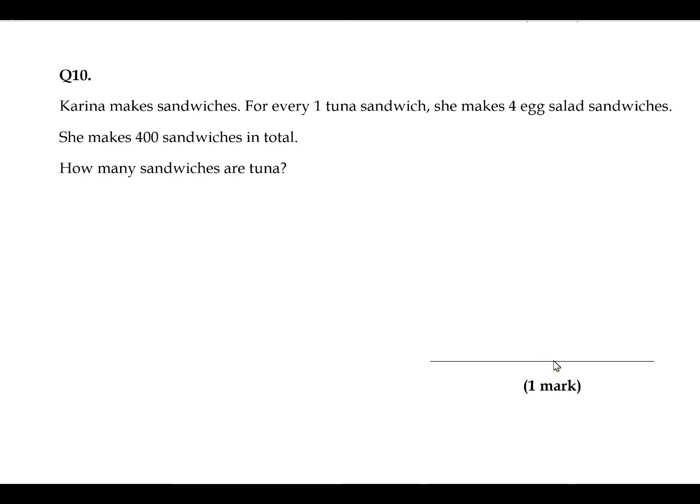Question 10. Karina makes sandwiches. For every 1 tuna sandwich, she makes 4 egg sandwiches. She makes 400 sandwiches in total. How many sandwiches are tuna? So this is a ratios question with a total. So we have tuna and egg in the ratio of 1 tuna sandwich for every 4 egg sandwiches.